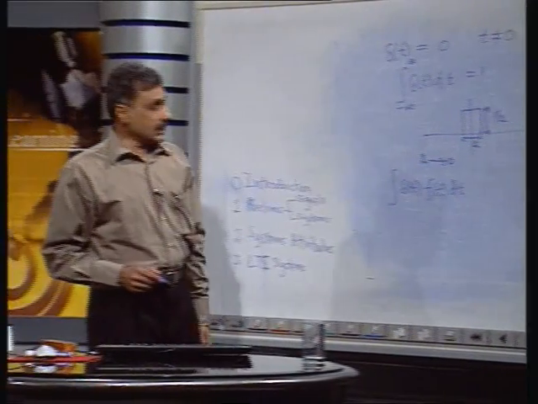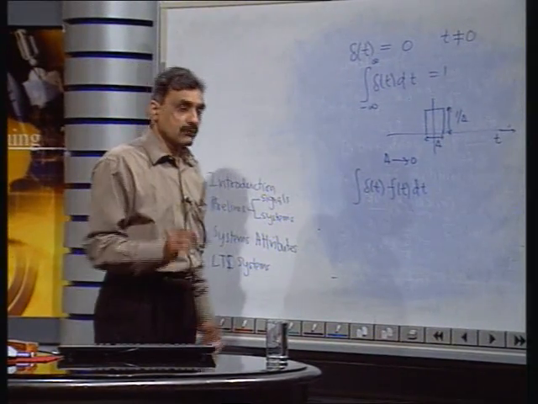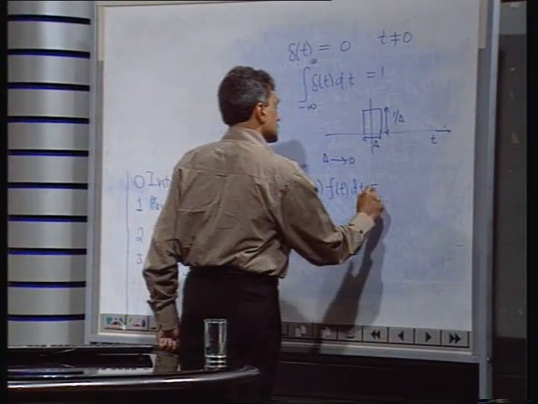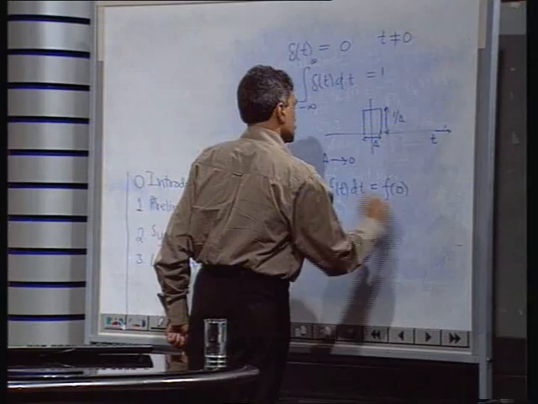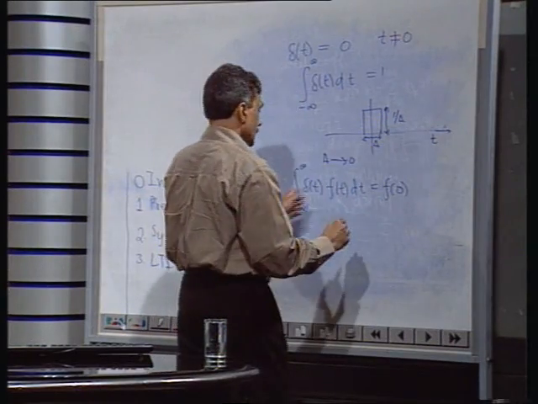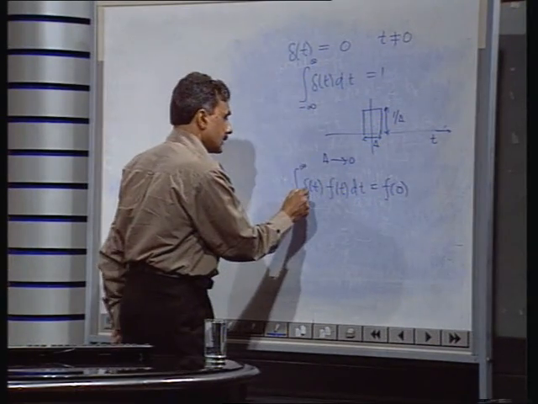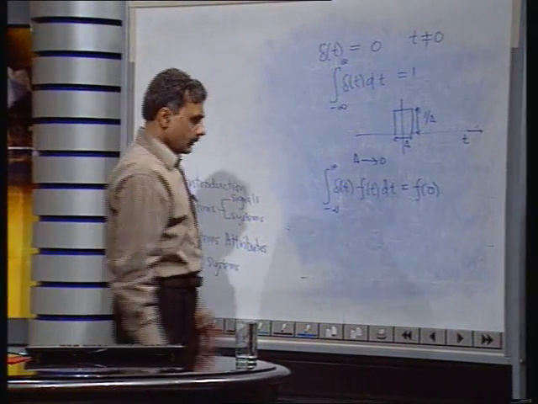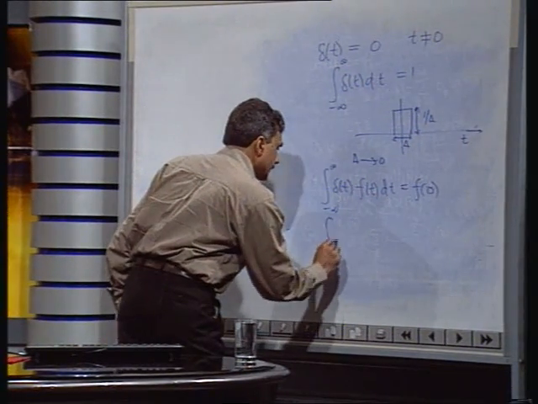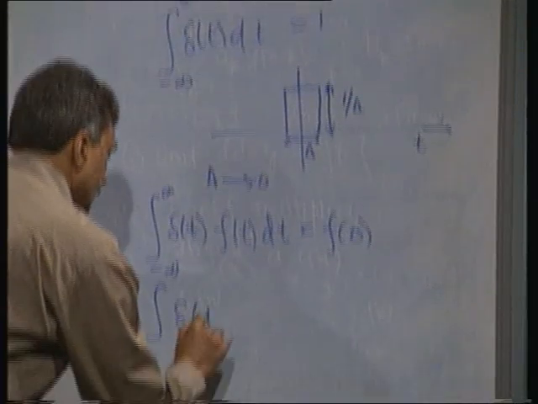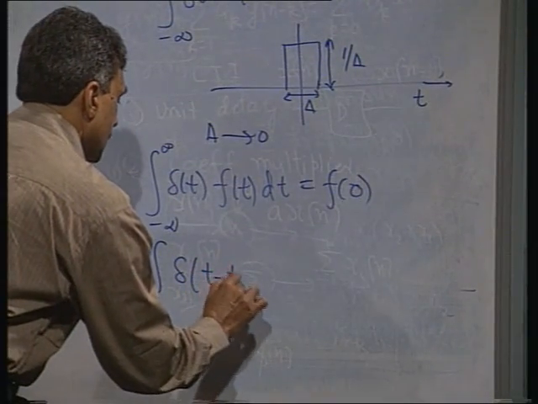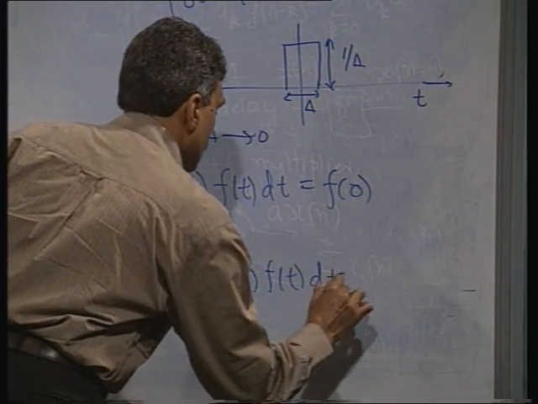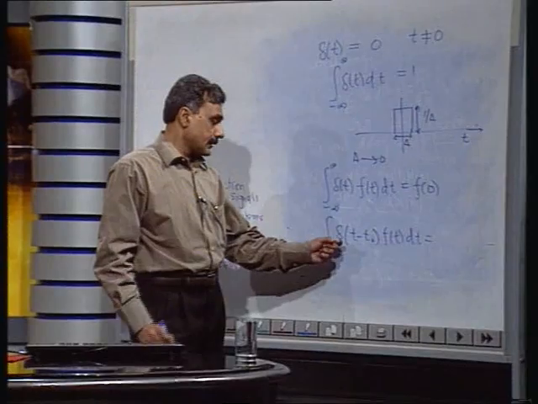I am assuming f(t) to be having a value defined at t equal to 0. This is nothing but f of 0. Integral of delta(t) f(t) dt is f of 0. Immediately you can see one more thing. Suppose I consider the following thing. Instead of delta(t), I consider delta(t minus t0) times f(t) dt. What will happen here?